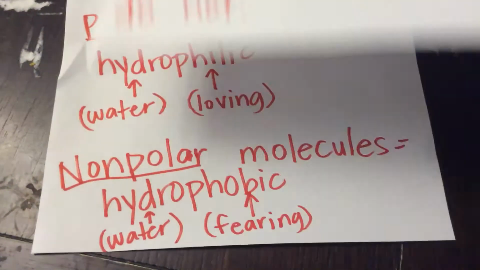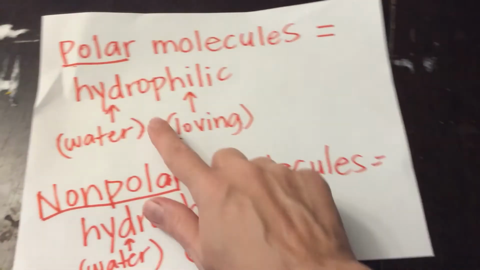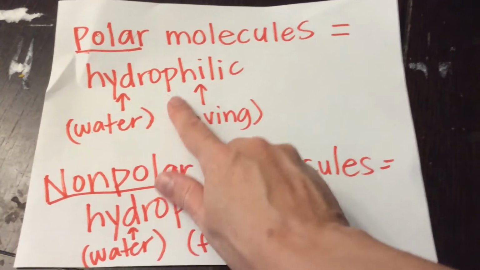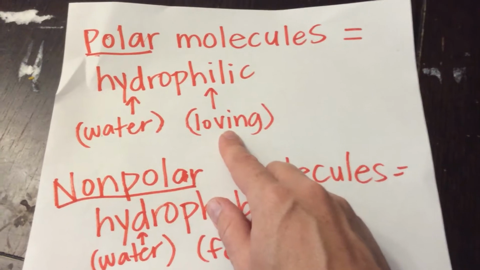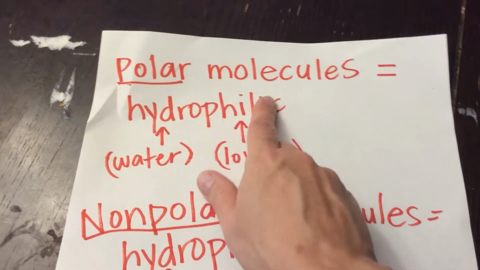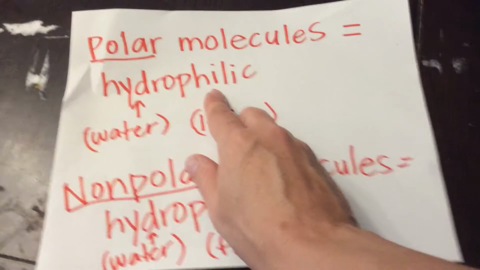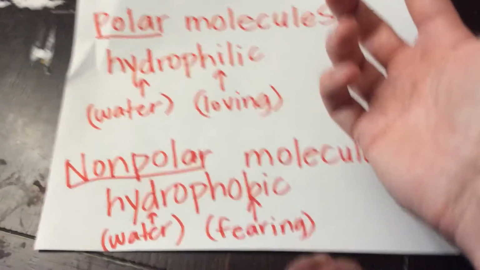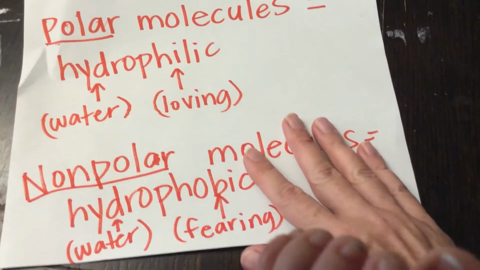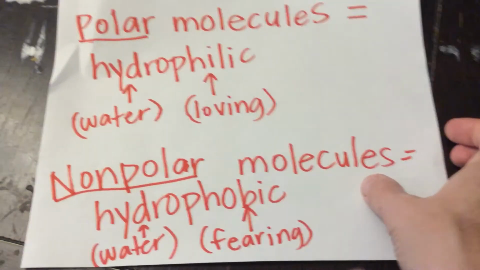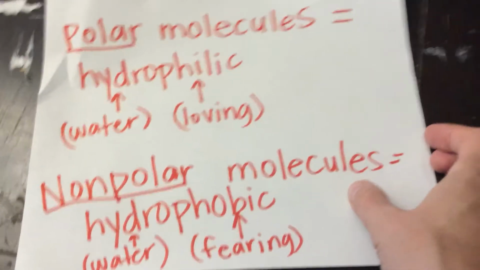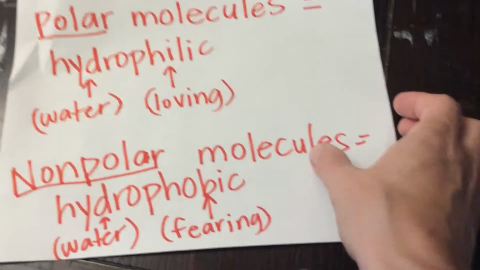So we say that a polar molecule is called hydro, meaning water, philic, meaning loving. So a polar molecule is a hydrophilic molecule. And water is an example of a polar molecule. It loves itself, right? But other molecules that are polar would also interact well with water and would dissolve well with water.